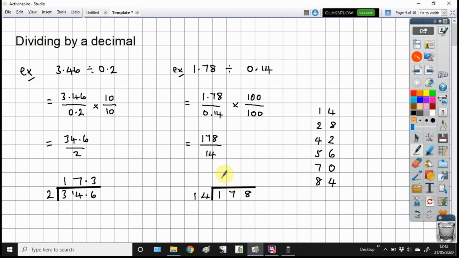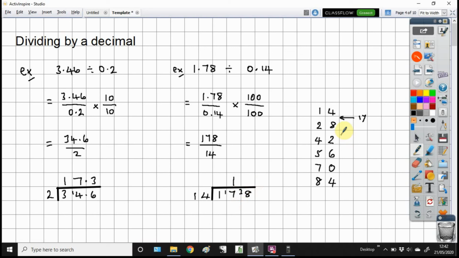14 into 1 doesn't go. Remainder 1. Put a 0 in there if you wish. 14 into 17 goes once. Now, 17, we've just divided with, is in there. The remainder, counting from the top, 14 into 17 goes once. The remainder is between the 14 and the 17. The remainder is 3. It's not this gap down here. Too many people think it is. So the remainder is 3.